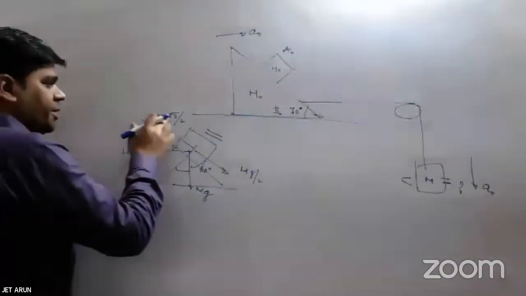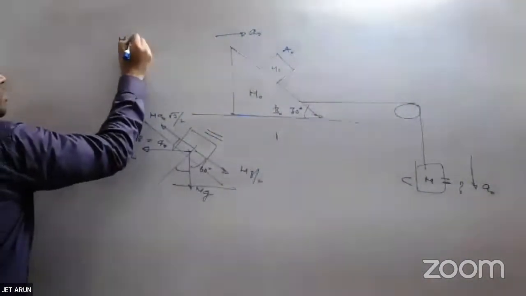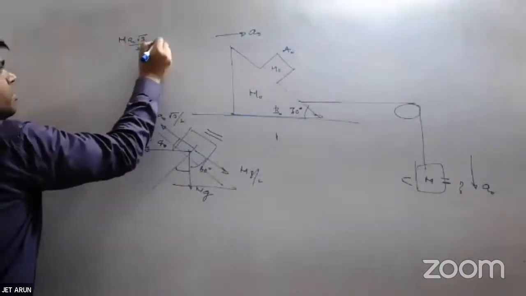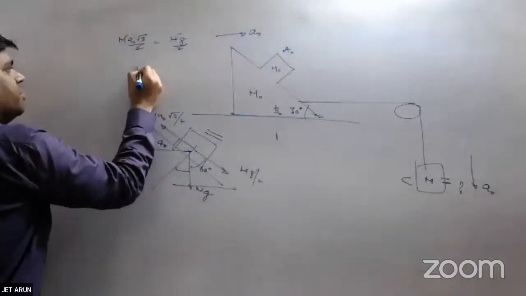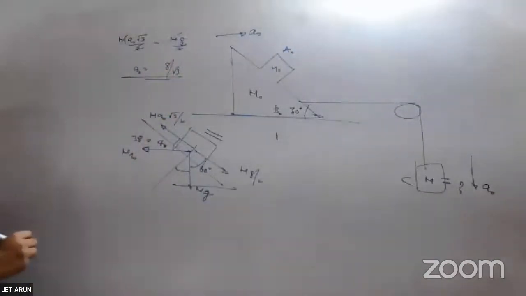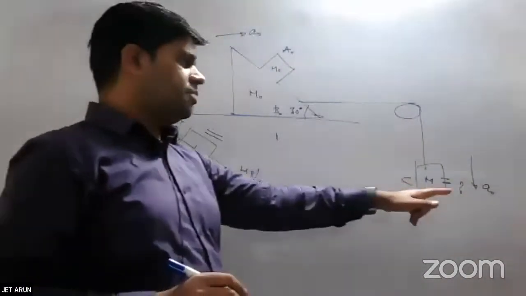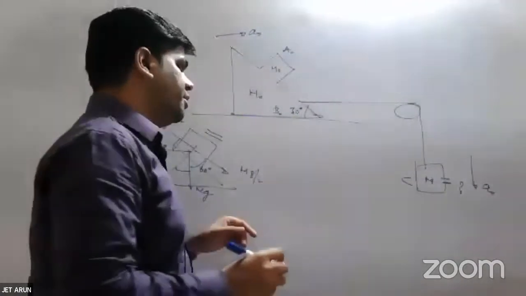So ma root 3 by 2 should be equal to mg by 2. The 2 gets cancelled out, m gets cancelled out. A naught is equal to g by root 3. So my acceleration is supposed to be g by root 3. Now I know how to write the acceleration of the system. It's a look and say question.